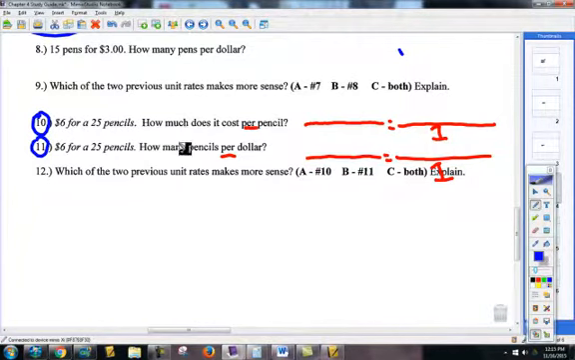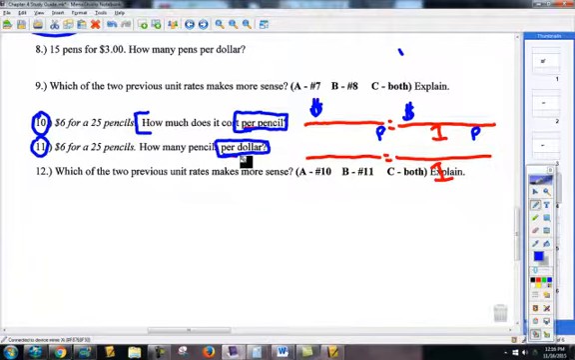Okay, I know that over here in this question it's saying how much does it cost per pencil. So because it says per pencil, that means my labels here are going to be pencils, right? Which means money on top. Whereas the one below it, it's saying how many pencils per dollar. So now I know that dollars must be on the bottom for this one. Pencils. Put my fake ratio on there.